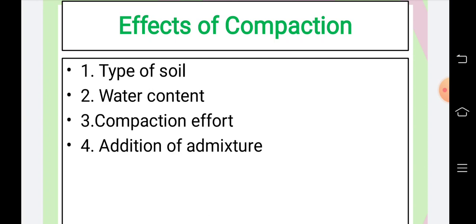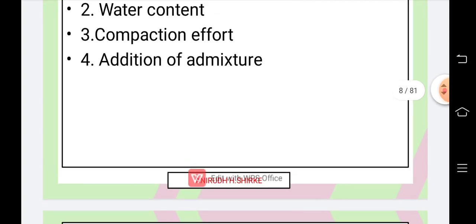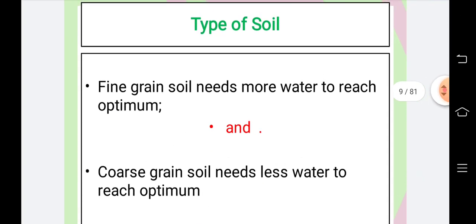So we now learn what are the various factors affecting compaction. There are 4 factors which generally affect compaction. The first one is the type of soil. Next, the water content, or we can call it the moisture content. Then the compaction effort, or we can call it the compaction energy. And then the various kinds of admixture. We know what is meant by admixture, that is, any other alternative material, as in concrete technology, used for improving the compaction process.